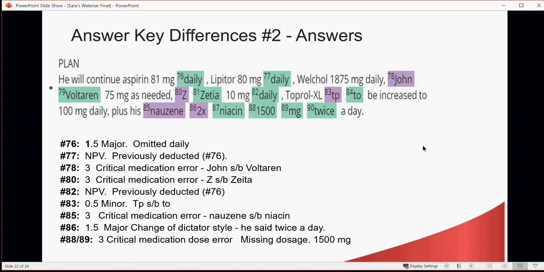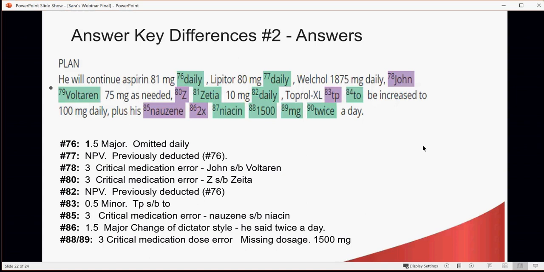Nausine, 2x. So nausine should be niacin. Another critical medication error. 2x, well, the dictator said twice a day, and we've changed it to 2x. That's a change in dictator style. He said one thing, we said it another way. And number 88 and 89, totally omitted. We didn't even put a medication dose. That becomes a critical medication dose error. We're missing the dosage, 1,500 milligrams.